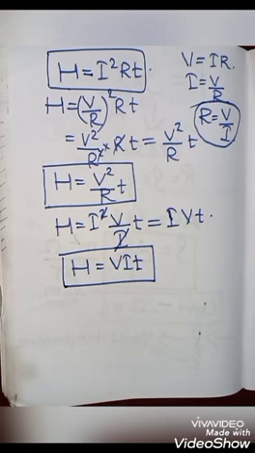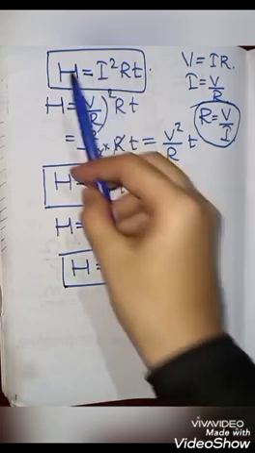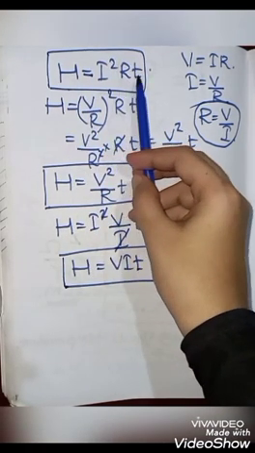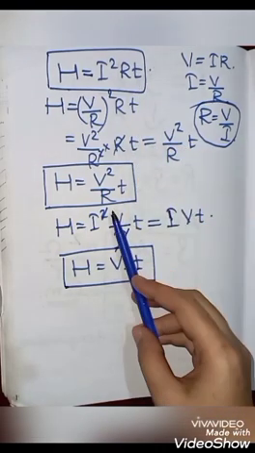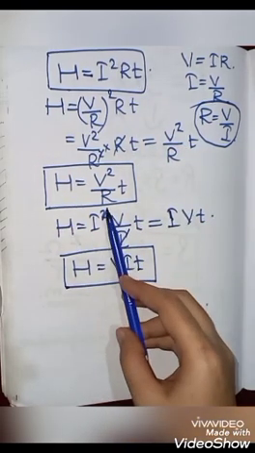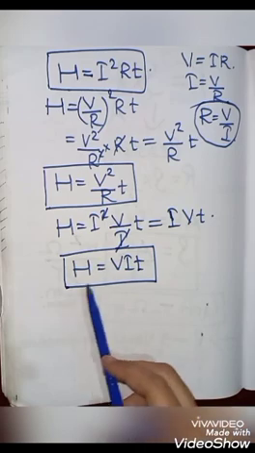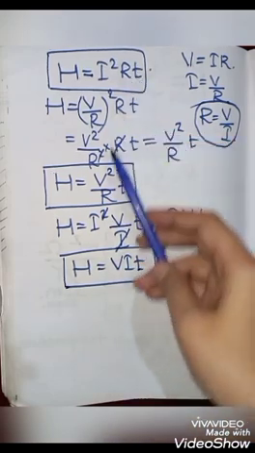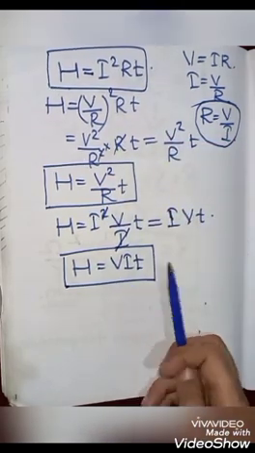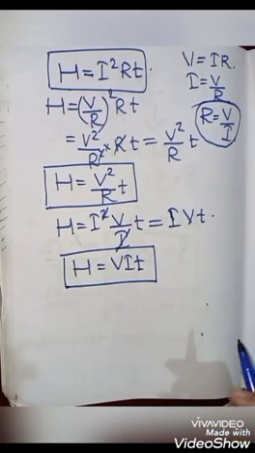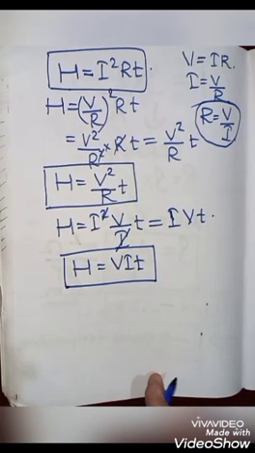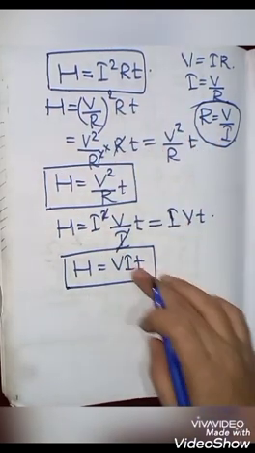According to Joule's law of heating, H is equal to I square into R into T. There is another equation also, H is equal to V square by R into T, and H is equal to VIT. These three equations are very important. There will be some problems, and we have to do some problems relating to these three equations.